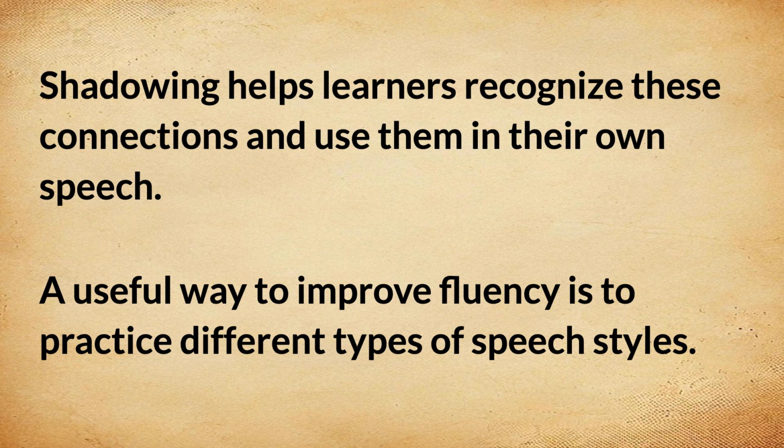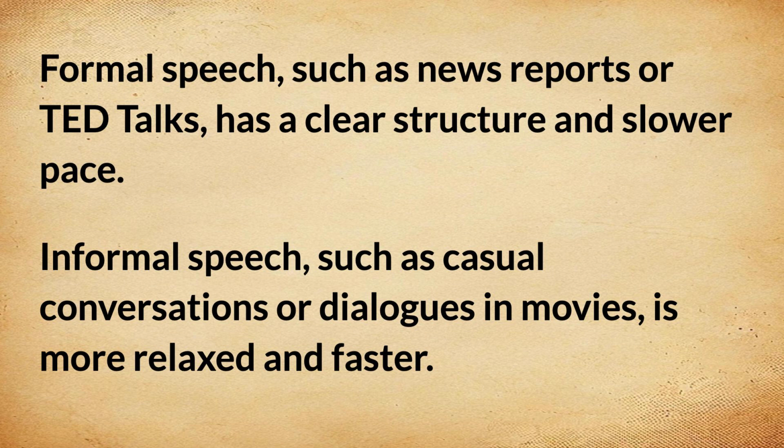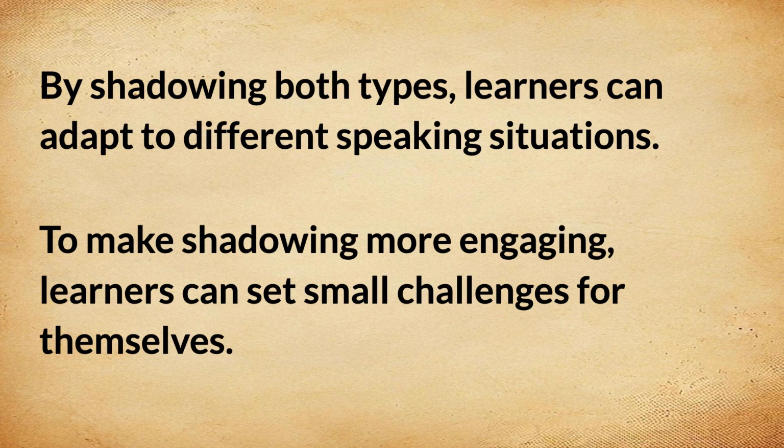A useful way to improve fluency is to practice different types of speech styles. Formal speech, such as news reports or TED Talks, has a clear structure and slower pace. Informal speech, such as casual conversations or dialogues in movies, is more relaxed and faster. By shadowing both types, learners can adapt to different speaking situations.